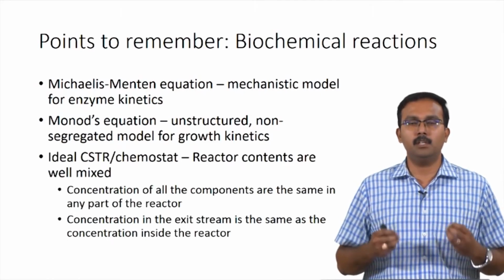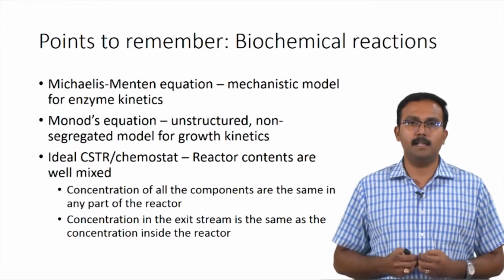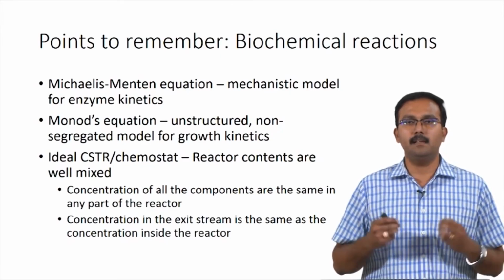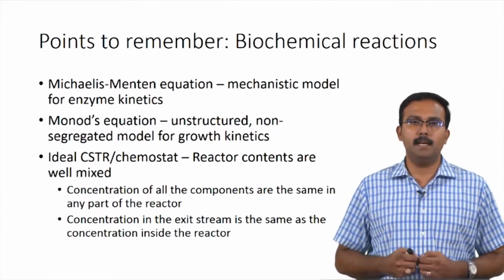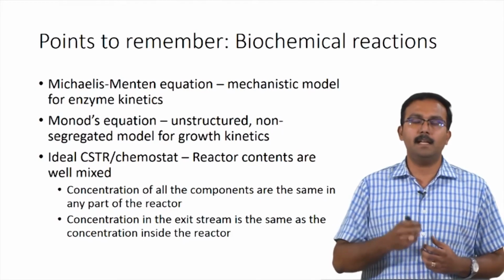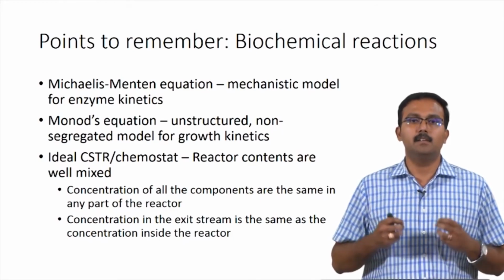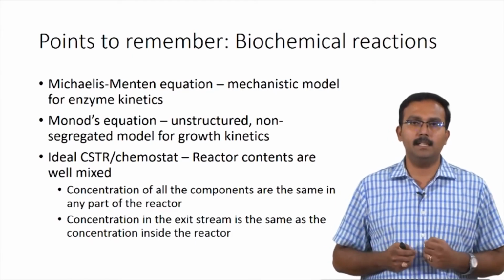So, we talked about an ideal CSTR or a chemostat when we talked about biochemical reactions. These are reactors where the contents are well mixed. So, what I mean by that is the concentration of all the components are the same at any part of the reactor. Concentration in the exit stream is the same as the concentration inside the reactor.